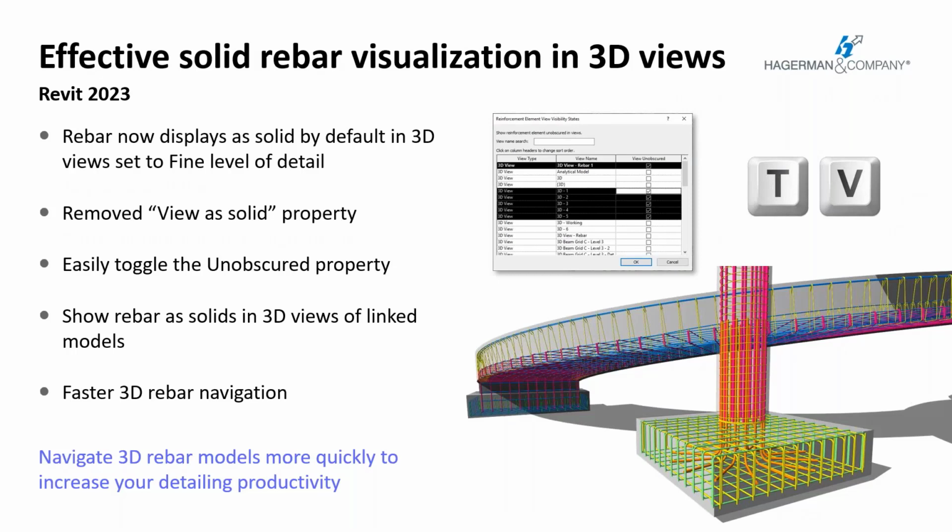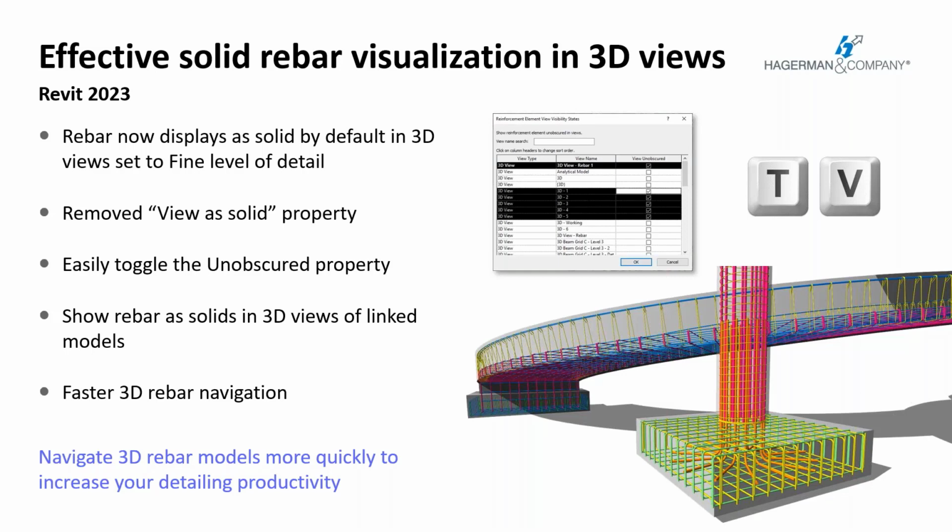All right, so this was kind of a big change too in 23. So Revit 23 makes it easier for you to view reinforcement in 3D views as solids. Simply set the 3D view's detail level to fine, and rebars will be displayed with a solid representation. So this is a big fundamental change if you've done a lot of work with rebar.